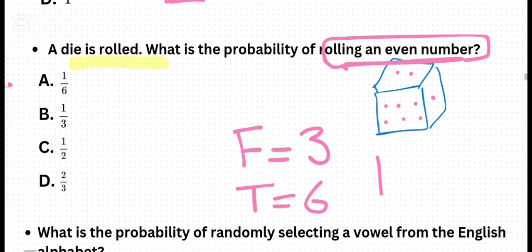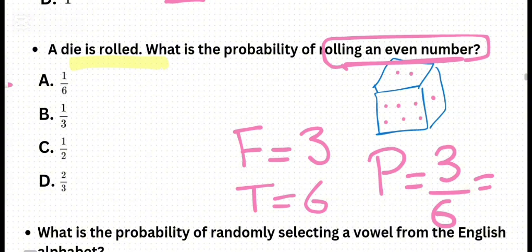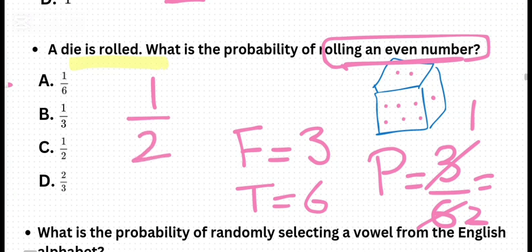So probability is equal to F by T. After putting the formula, it becomes 3 by 6. If you cut these two values, 3 one times 3 and 3 two times 6, it becomes 1 by 2, right? So the correct option is C.